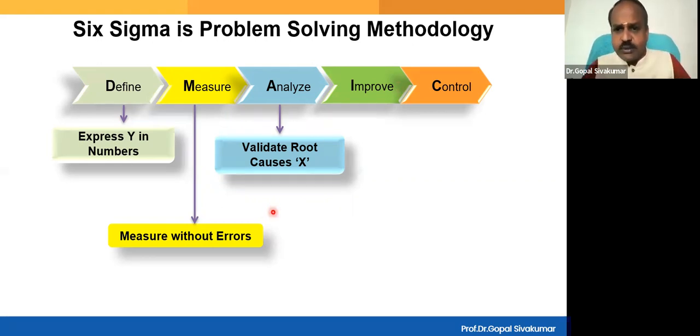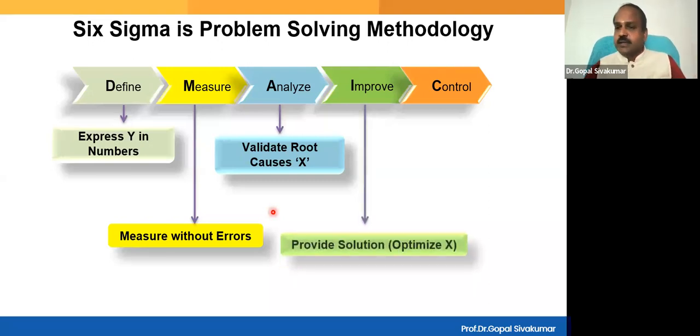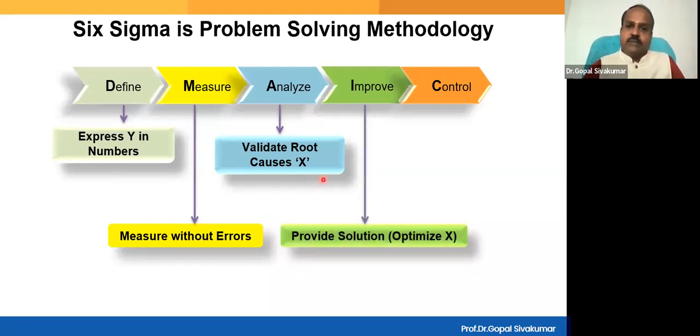Now everything about the root cause is clear. Now you can talk about the solution. Generating a solution is otherwise known as treatment. What is a treatment? You are optimizing your X. Why are you optimizing X? When I optimize my X, my Y will automatically get optimized. This is called treatment. This is called solution.